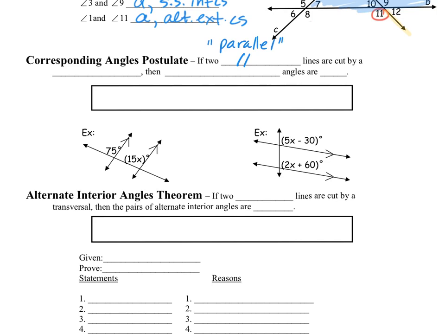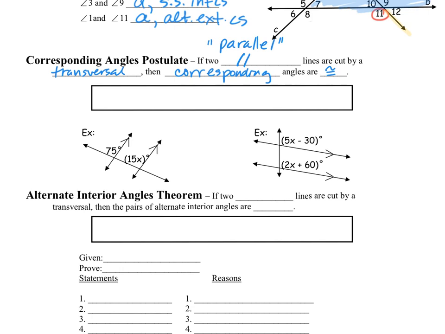That's important, that in the hypothesis of this theorem, we're assuming that the two lines that are being cut by a transversal are parallel. So we say if two parallel lines are cut by a transversal, then corresponding angles are congruent. So anytime parallel lines are cut by a transversal, corresponding angles are congruent.